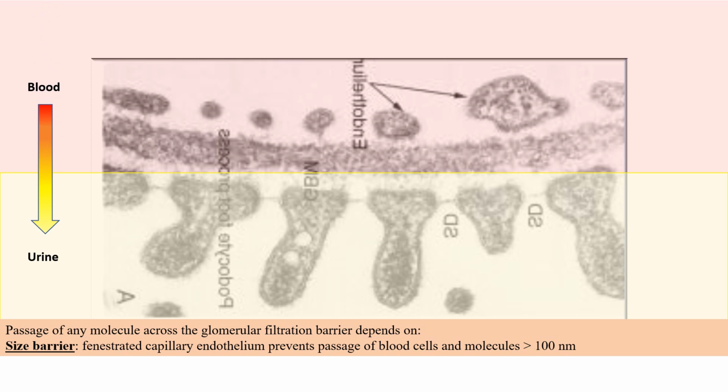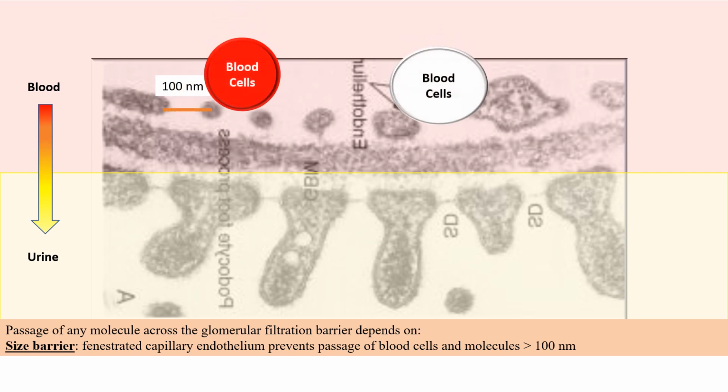Passage of any molecule across the glomerular filtration barrier depends on its size. Fenestrated capillary endothelium prevents passage of blood cells and molecules greater than 100 nanometer. Albumin, which is a bigger protein, only passes through the glomerular filtration barrier in minute amounts.